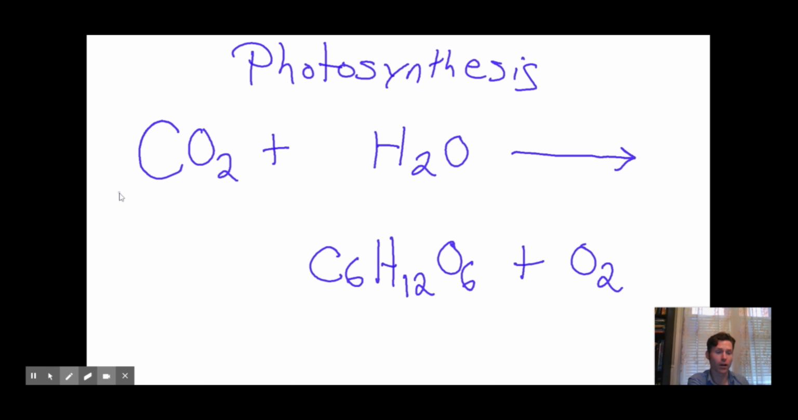Okay? Now, if we look here, we can count our carbons very easily. I have 1 carbon going in. If I go over to the outside and I look how much carbon is coming out, I see that 6 carbons are coming out. So clearly this is not balanced. Now, when you balance chemical reactions, it can be a bit of a puzzle. For photosynthesis, it's actually really easy. And so we're going to start with carbon because it's the first thing we encounter. So I know that I have 1 carbon going in, but I have 6 carbons going out.